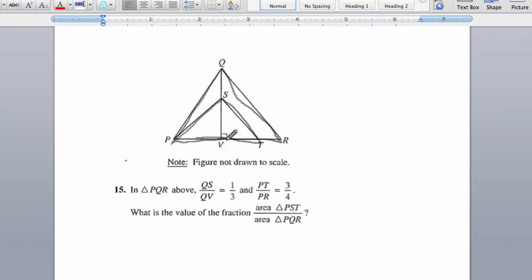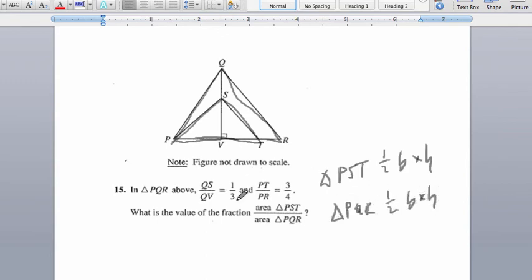So it's really a pretty interesting question. You're basically just doing PST, 1/2 base times height, the area of that triangle, and then you're doing the area of PQR, and you're doing 1/2 base times height for that. But they don't tell you what the base and the heights are. They express it in a ratio form.